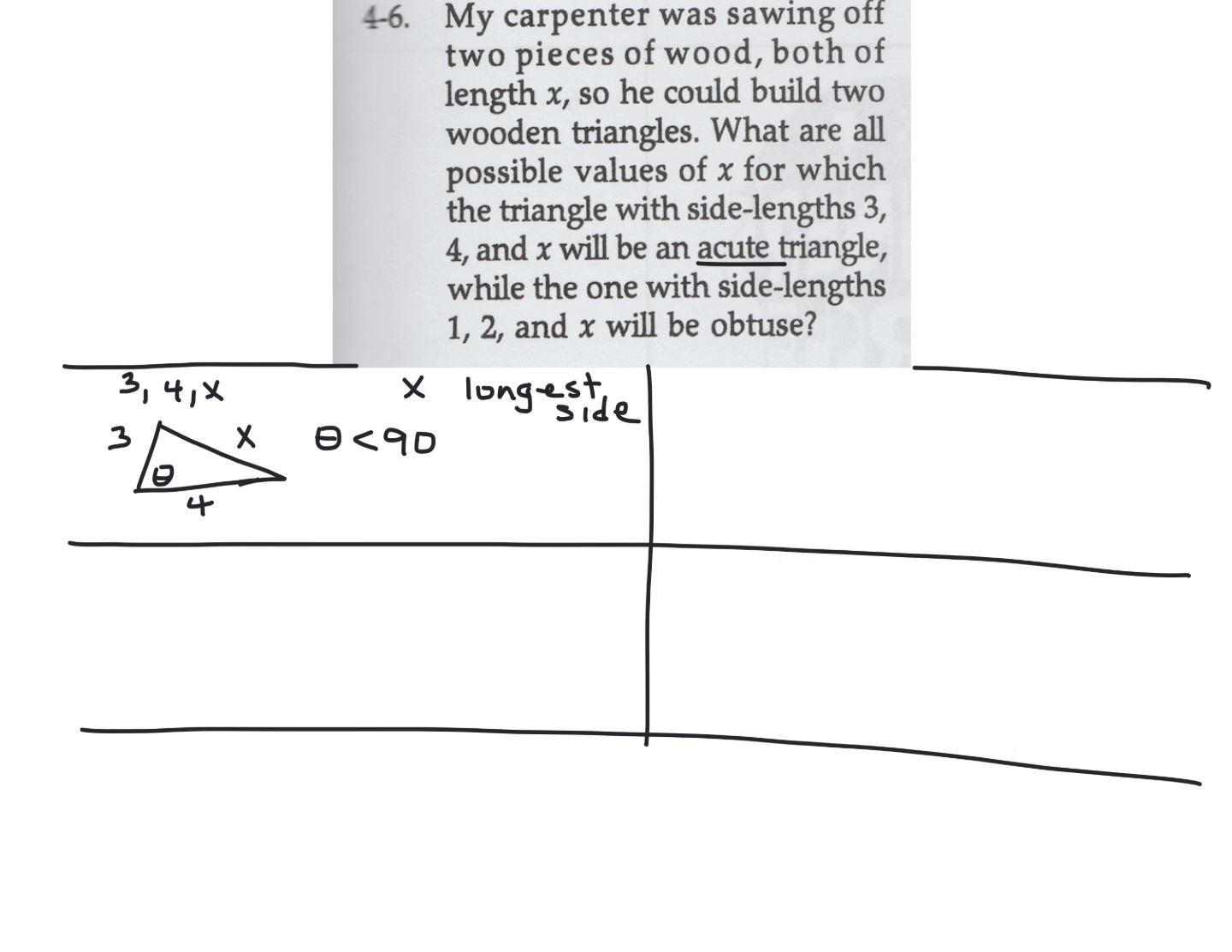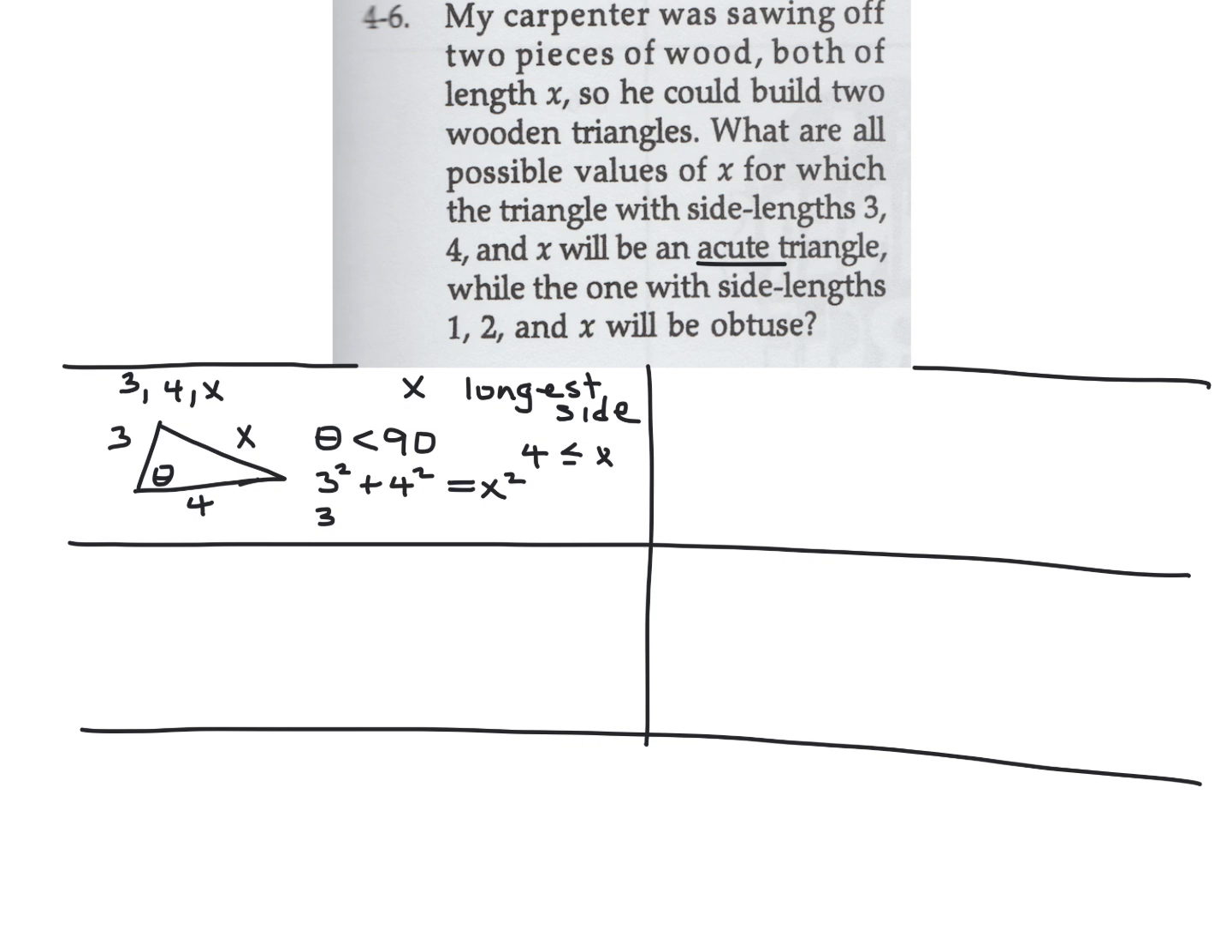Well, if x is the longest side, then x is obviously greater than or equal to 4. And because this is not a Pythagorean relationship, if it was, it would be 3 squared plus 4 squared is equal to x squared. But because it's not, it would be 3 squared.